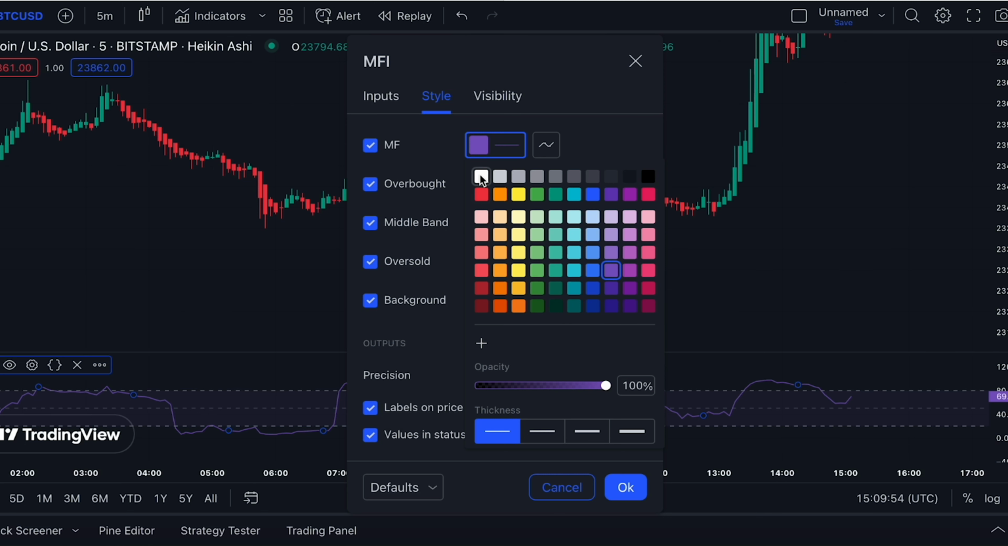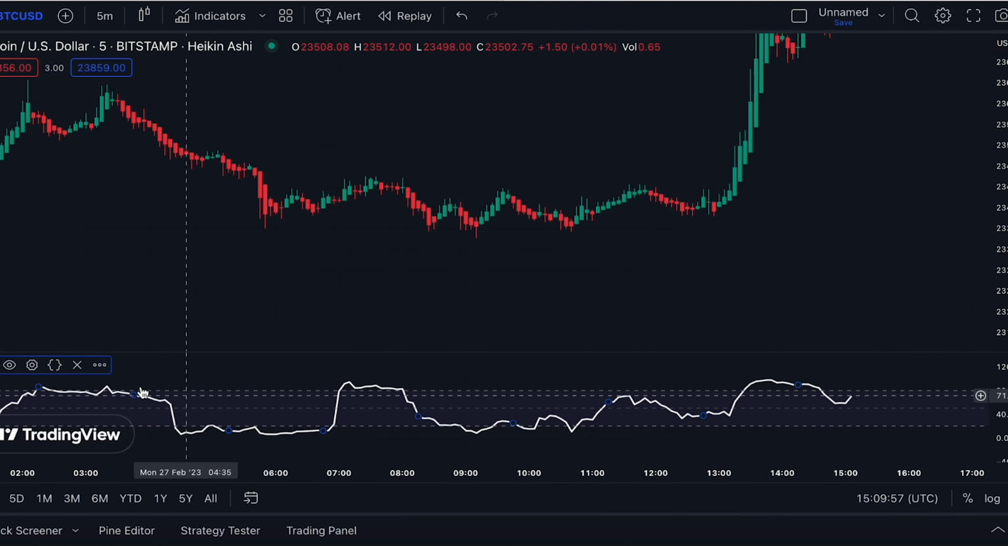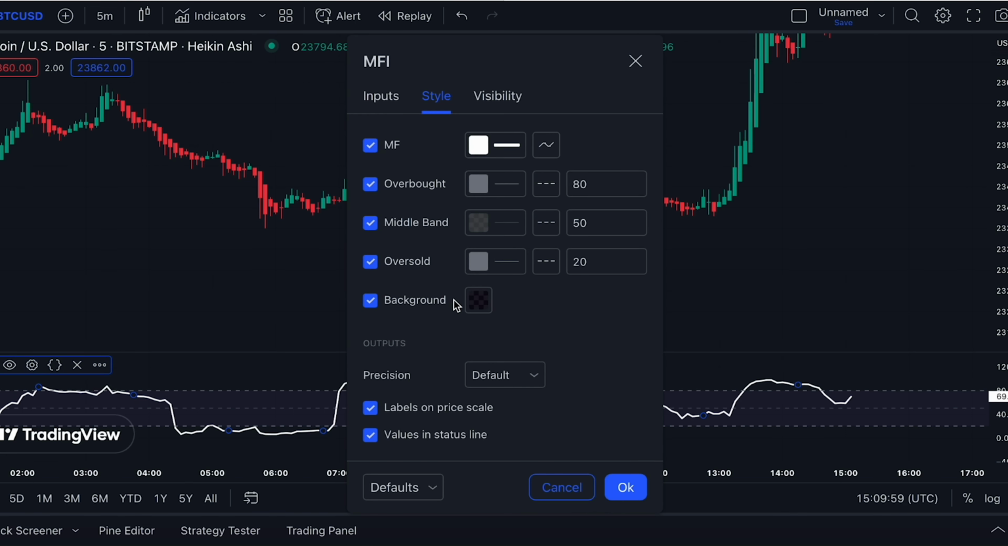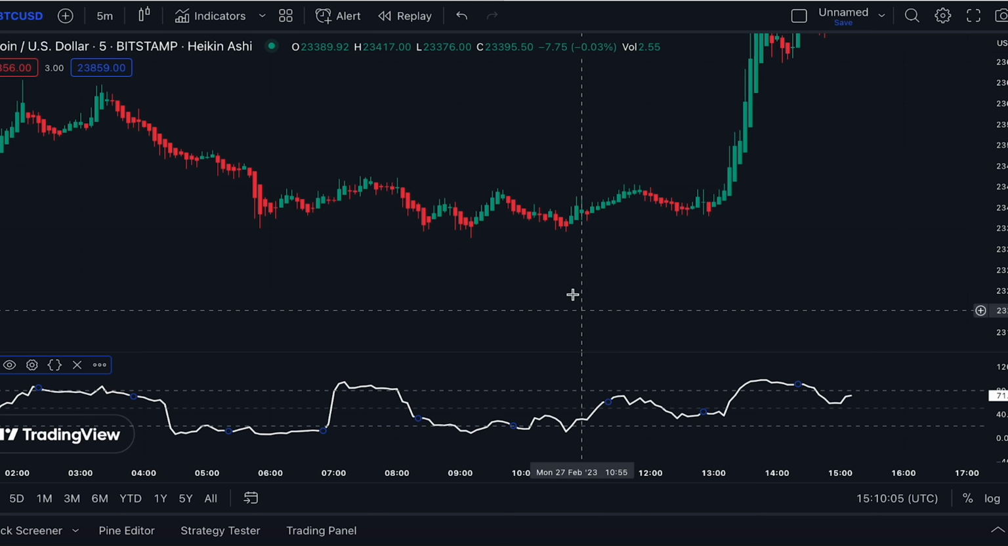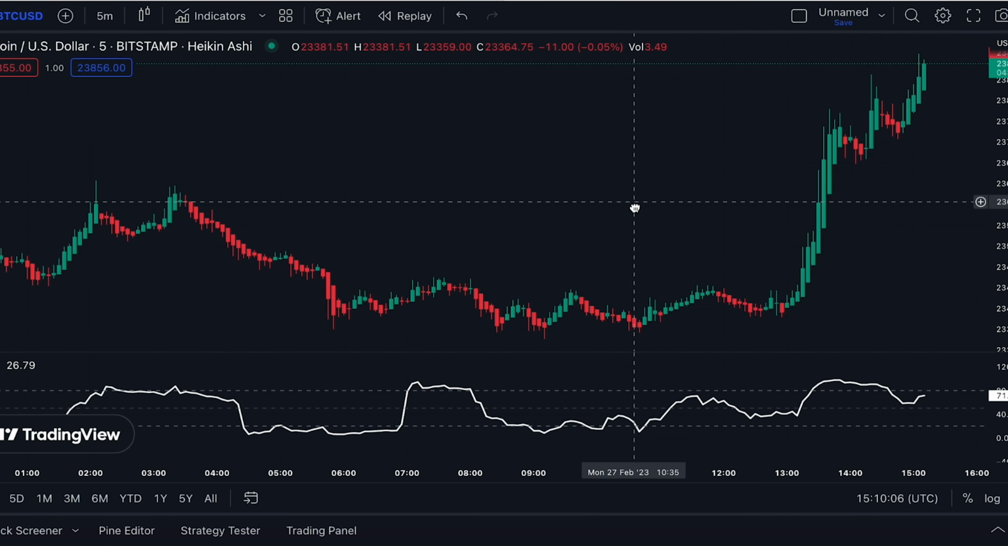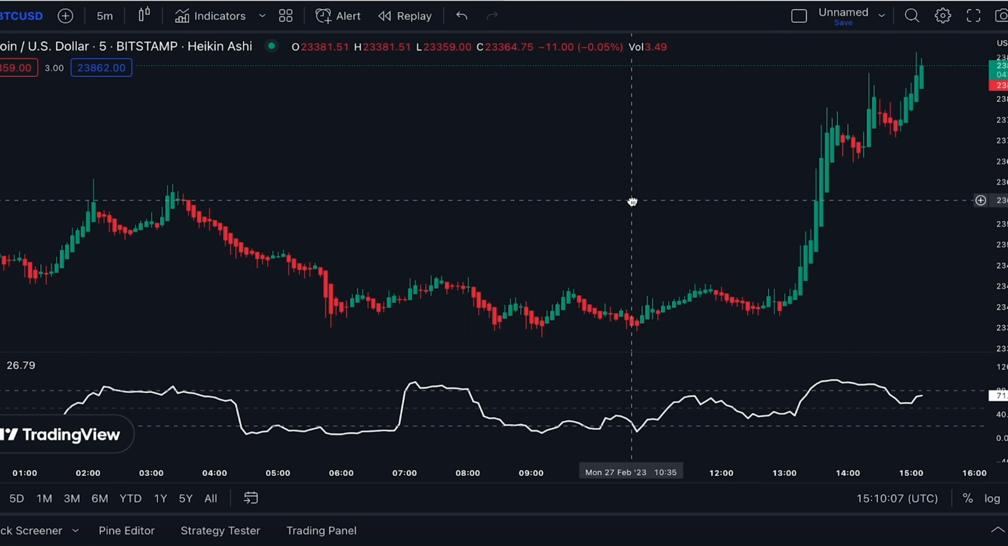Now that it has been added to the chart, let's alter the indicator's colors to make it more noticeable. To do this, select the Style tab under the indicator settings. The Money Flow Index line's color will be changed to white. After that, we'll get rid of the supporting lines. We've completed everything we needed to. Let's look at how to interpret the indicator now.